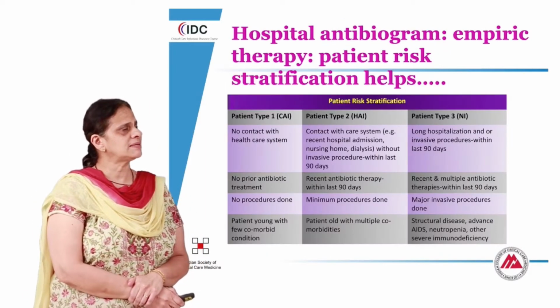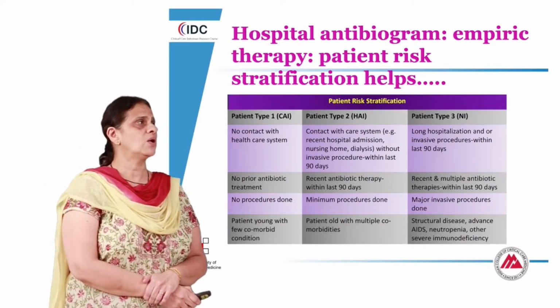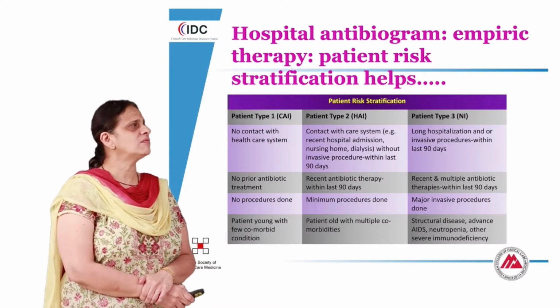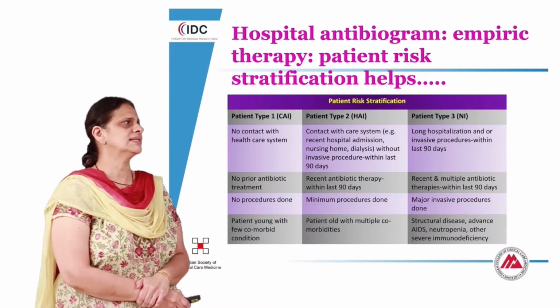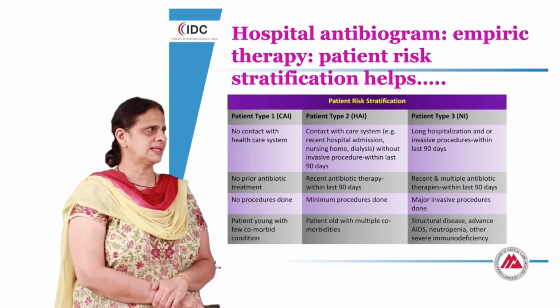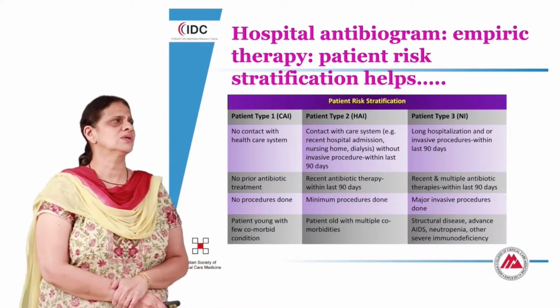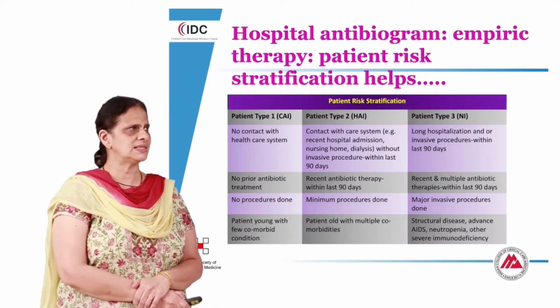So the hospital antibiogram that all of us are familiar with essentially deals with empiric therapy, or guides empiric therapy. You have a patient risk stratification which depends on patient type 1, who has no contact with the healthcare system, the ones who have some sort of contact with the healthcare system, and the ones in ICUs who usually have long hospitalization and have invasive devices within the last 60 days.